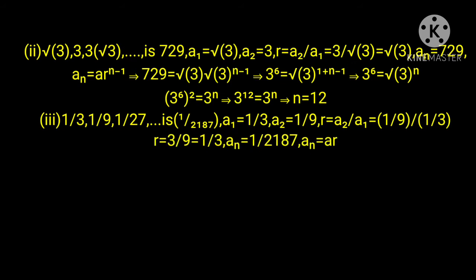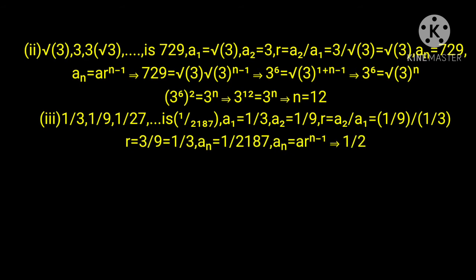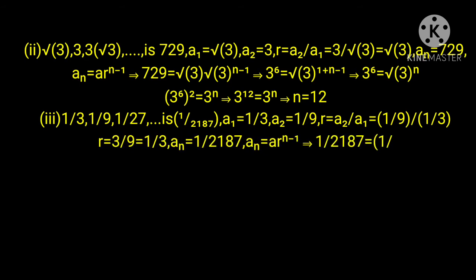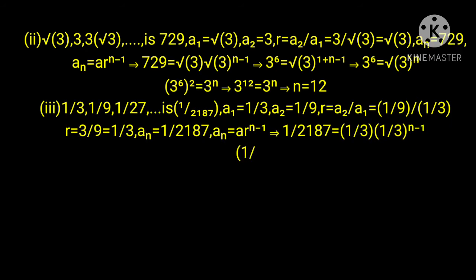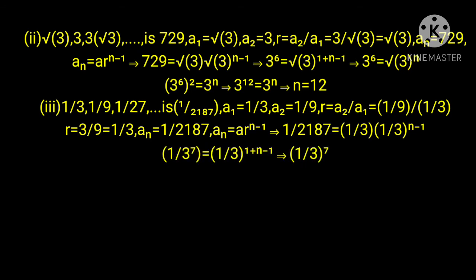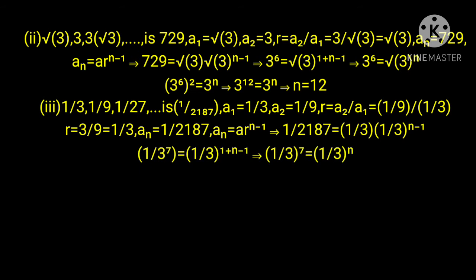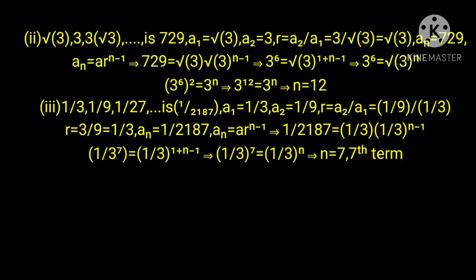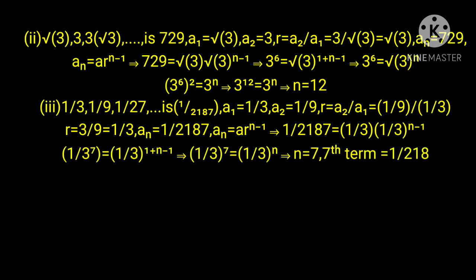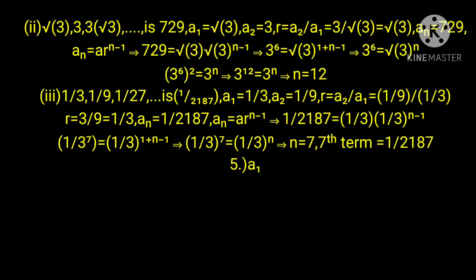On simplification we get 1 by 3. An is equal to the last term, 1 by 2187, and the formula is an equals a r power n minus 1. So 1 by 2187 equals a is 1 by 3 and r is 1 by 3, whole power n minus 1. 1 by 2187 can be written as 1 by 3 power 7. The bases are equal, so the exponents must be equal: 1 by 3 whole power 7 equals 1 by 3 whole power 1 plus n minus 1, which cancels to 1 by 3 whole power n. We compare the powers, and we get n is equal to 7. The seventh term is equal to 1 by 2187.